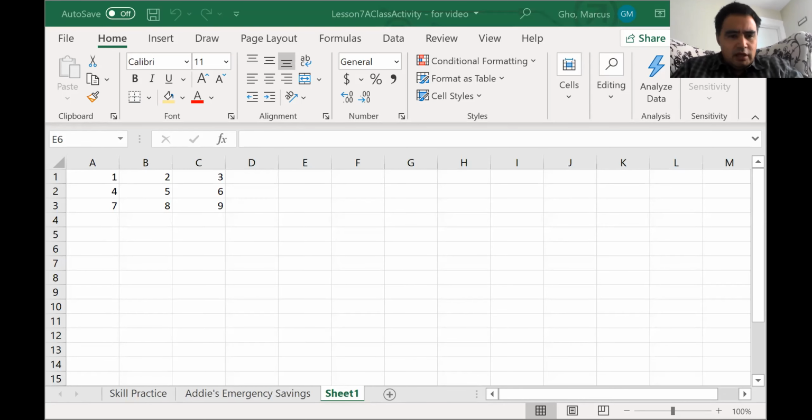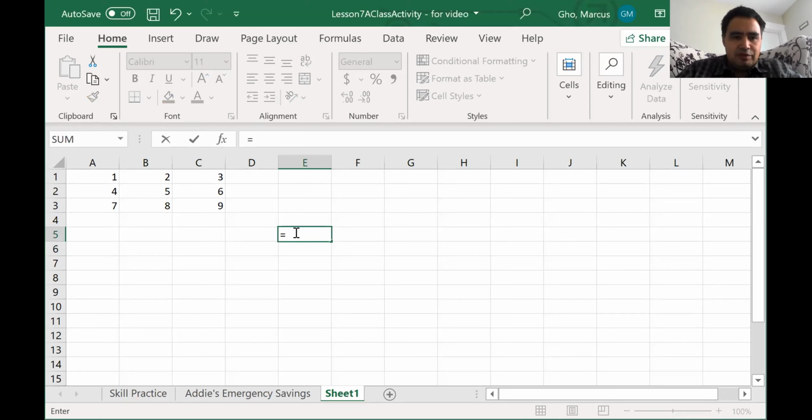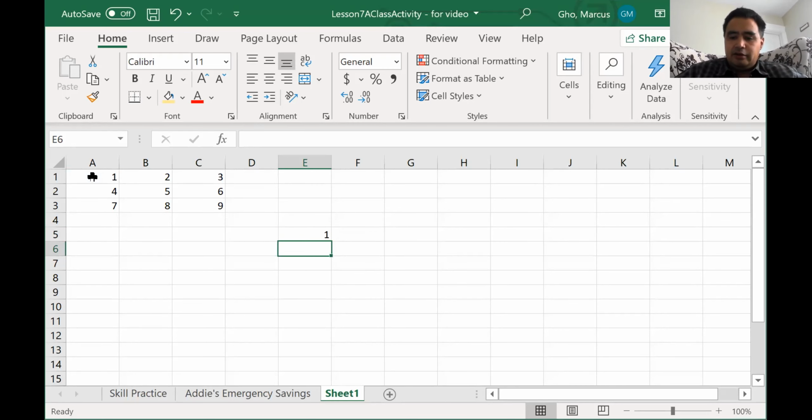For this recording, I'm going to go through the 7A class activity. Before I jump into that, I want to talk a little bit about anchoring cells. Let me explain what that means. When you anchor a cell, that is holding the column or the row constant. By way of example, let me show you what happens when you don't anchor a cell.